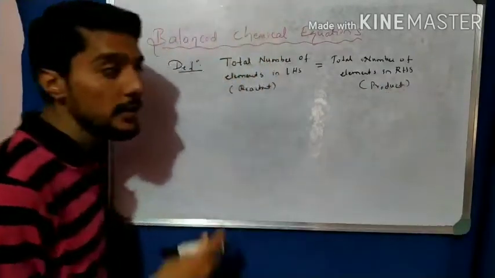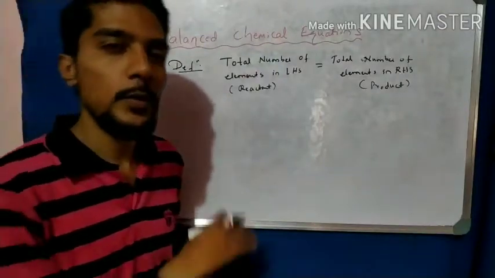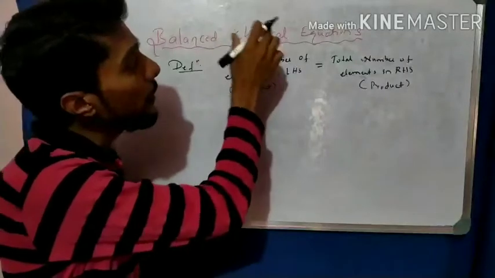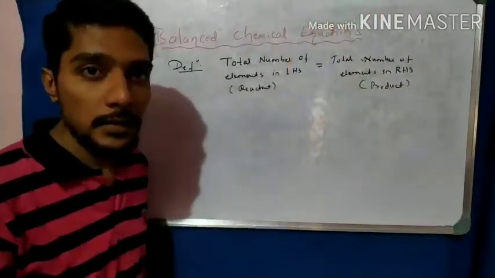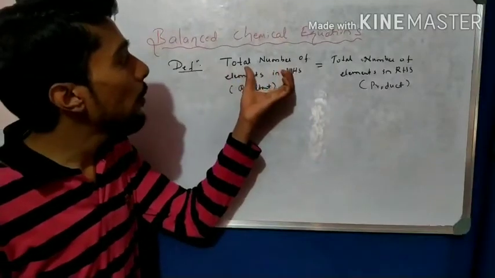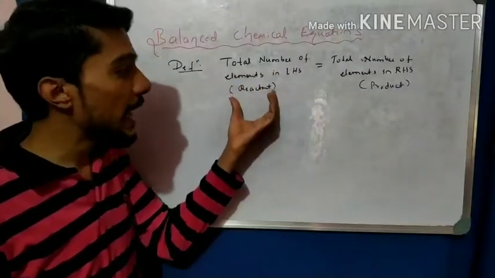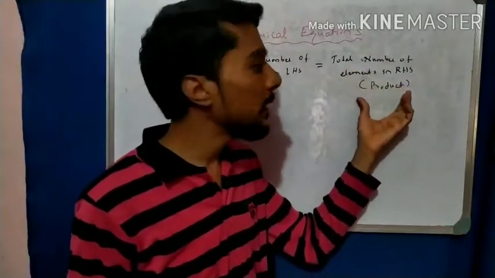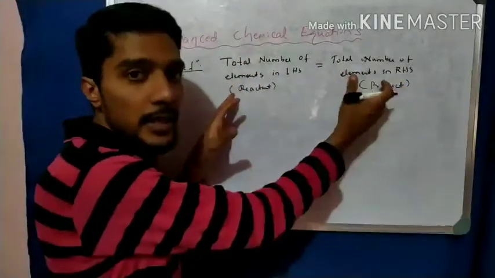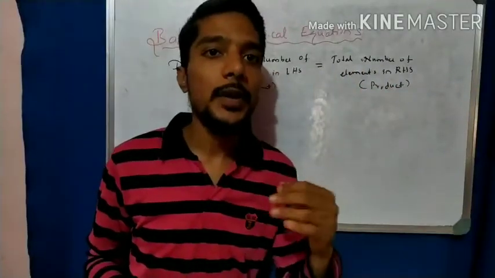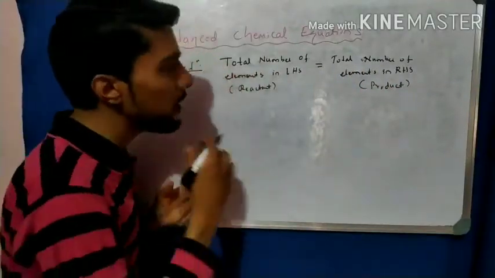Okay, that is important. Then the shortcut definition, we make the sentence. A chemical reaction is said to be balanced when the total number of elements present in the reactant side is equal to the total number of elements present in the product side. If such a thing happens, we call such a reaction a balanced chemical reaction. Okay, so that is the definition.